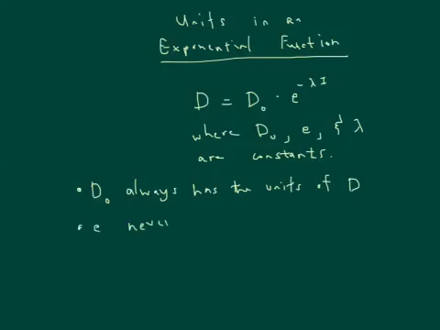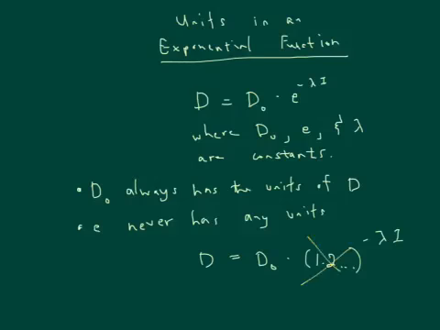E never has any units. In fact, you never even put the value of E. We always leave it as E when we write our equation. So you never do what I'm about to do. You never do, what is it? What's the value of E? 1.2 something. That's probably wrong. Times negative lambda I. You don't do that. That's wrong. You just leave this here as E.